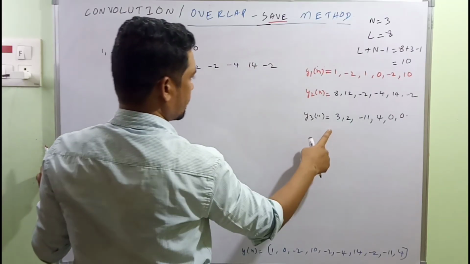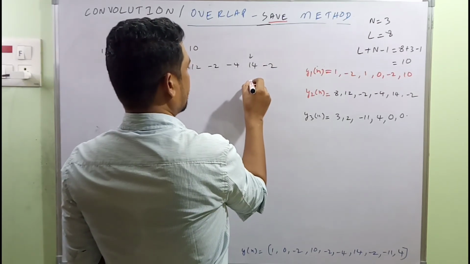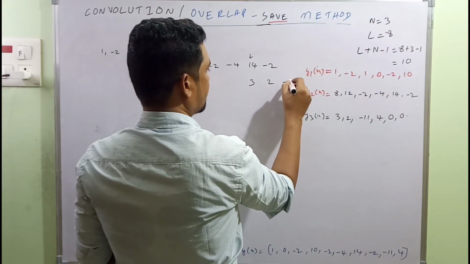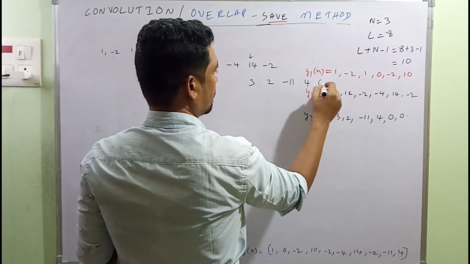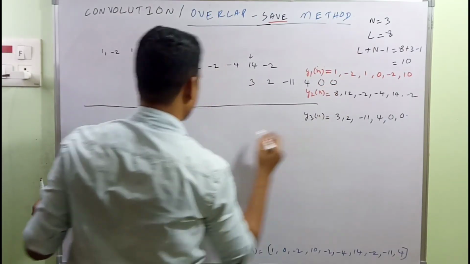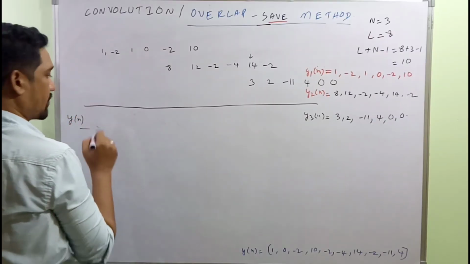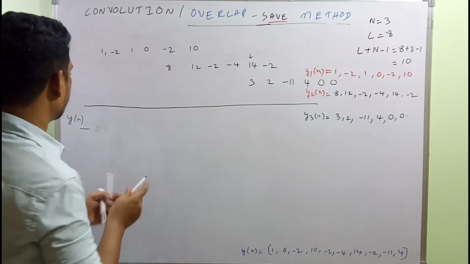And this sequence should start from here. It's 3 2 -11 4 0 and a 0, right? And here we have the final sequence y of n, the convolution between x of n and h of n, the final, right? Here this one.